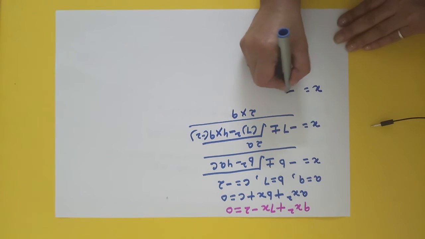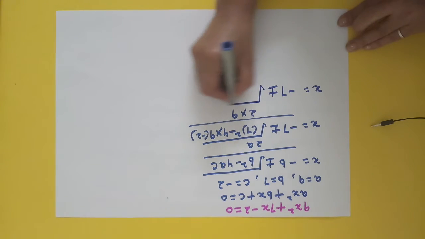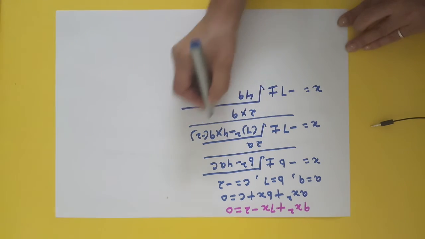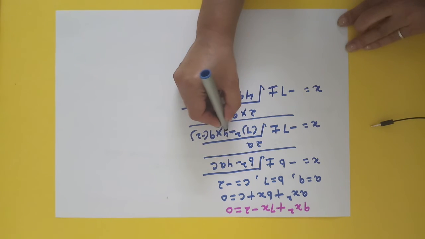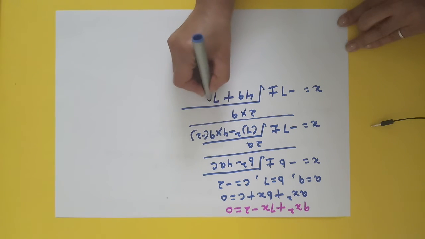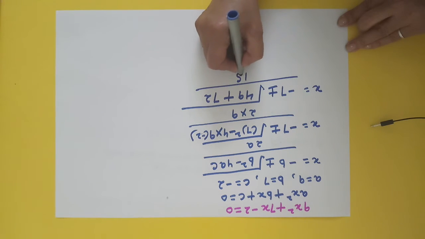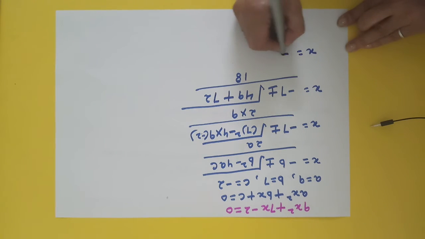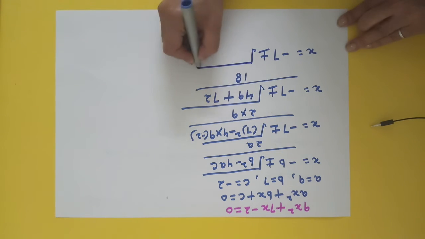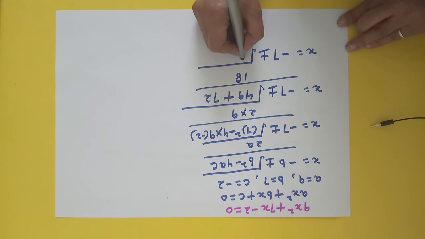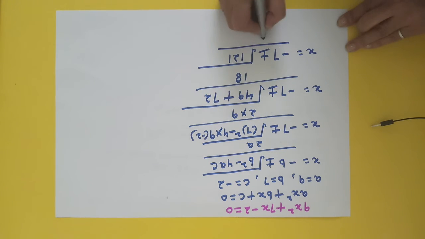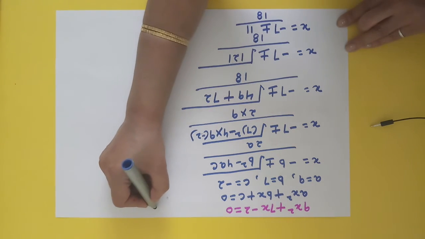So x equals minus 7 plus minus under root of 7 square, which is 49. Minus and minus is plus. 9 fours are 36, into 2s are 72, divided by 18. So further this becomes minus 7 plus minus under root of 72 plus 49, which is 121, divided by 18. So my next step is x equals minus 7 plus minus 11, under root of 121, upon 18.